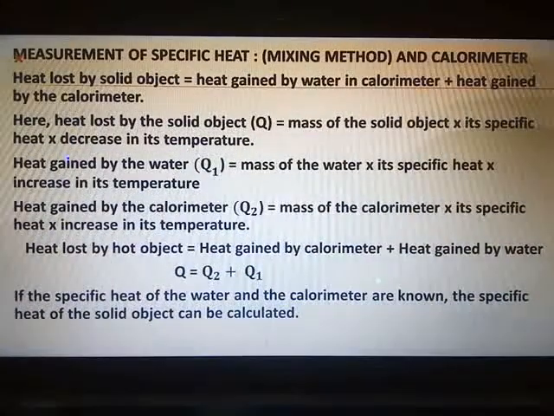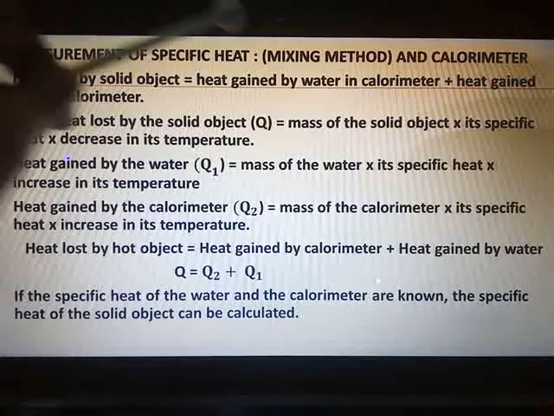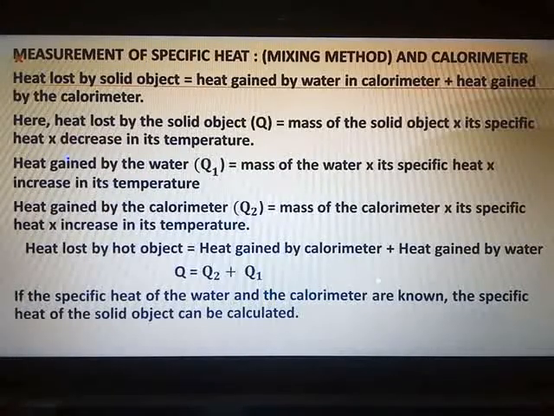Our next topic is measurement of specific heat. In the last session we studied the specific heat capacity of any substance, which depends upon how much heat energy is absorbed by that particular substance. Here it is the mixing method and the calorimeter. The specific heat of any substance can be measured by using the mixing method, and for this method a calorimeter is used. You have studied about the calorimeter in the lower standards.